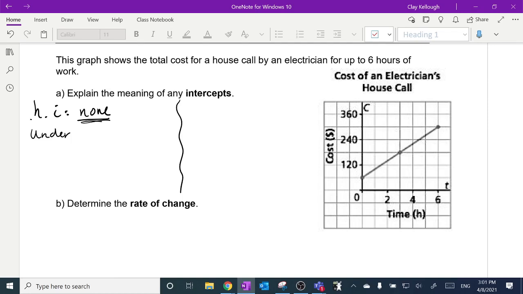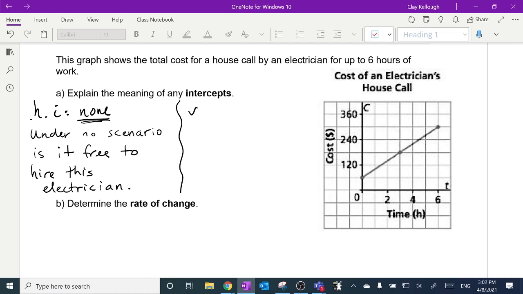I'm going to write this way. Under no scenario, are you cool with that word? Under no conditions, under no circumstance, under no scenario, is it free to hire this electrician? His bill will never be zero. And I just misspelled electrician. It's like what my dad did for a living. You'd think I'd know how to do this word. There we go. Under no scenario is it free to hire this electrician.